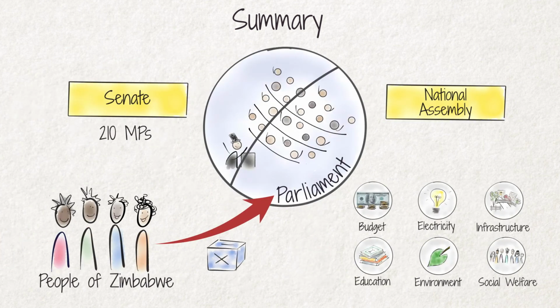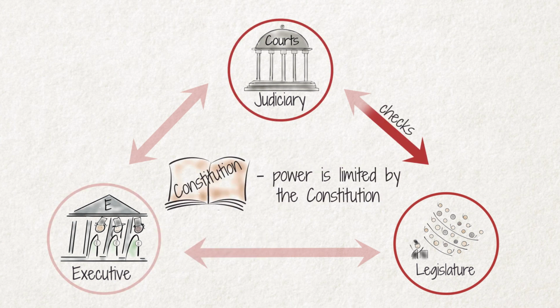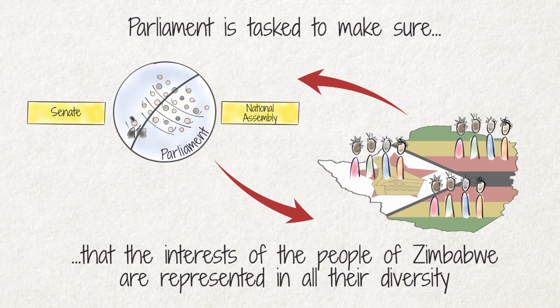Summary: the Legislature is the representative of the people of Zimbabwe. The members of Parliament are given their mandates through regular elections and vote on issues of national importance in Parliament. Parliament is responsible for passing laws and for holding the executive branch of government accountable. The power of Parliament is limited by the Constitution. The judiciary checks the exercise of power by the Legislature. Through its work, Parliament is tasked to make sure that the interests of the people of Zimbabwe are represented in all their diversity.